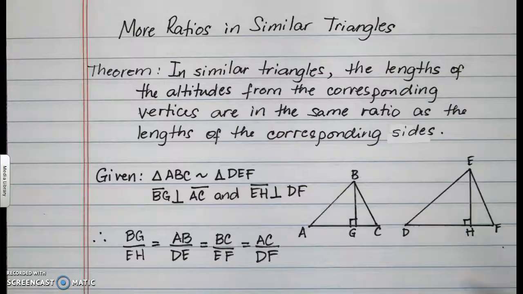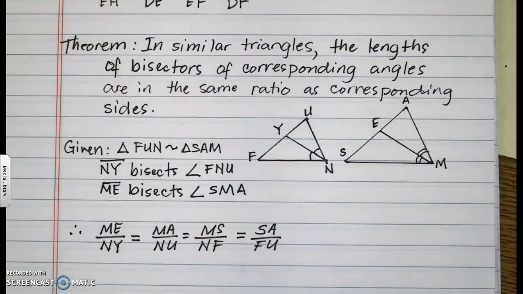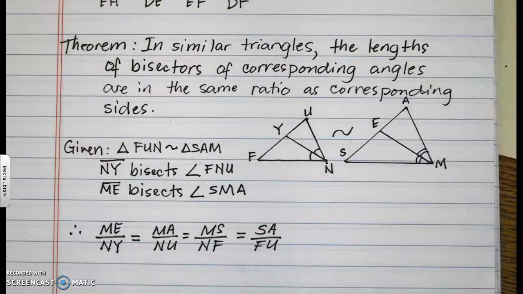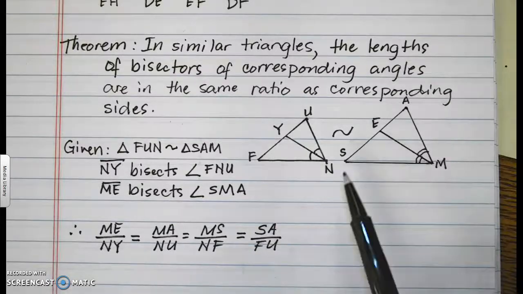The next theorem states that in similar triangles, the lengths of bisectors of corresponding angles, which are the angle bisectors, are in the same ratio as the corresponding sides. So in this case, triangle FUN is said to be similar to triangle SAM. These two are similar.